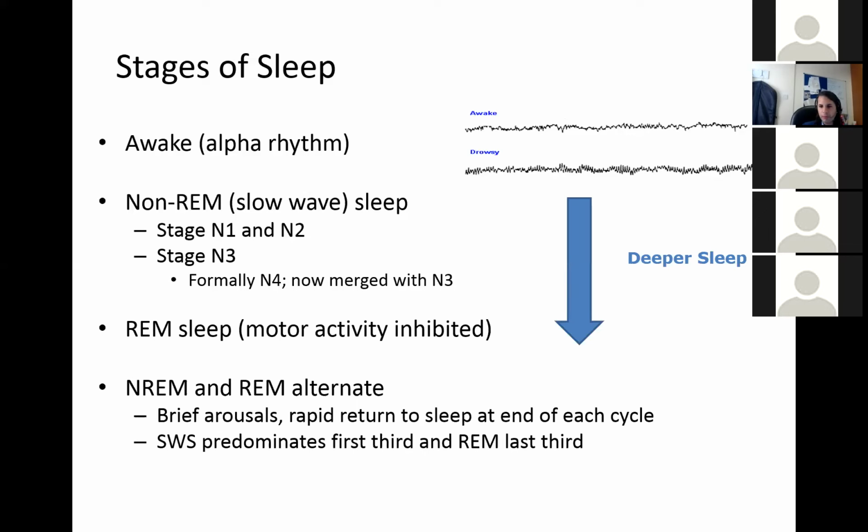And non-REM and REM alternate, and you get brief arousals, and then you rapidly return to sleep at the end of each cycle. And the slow wave sleep, so the non-REM sleep, predominates in the first third in grown-ups, and REM in the last third.